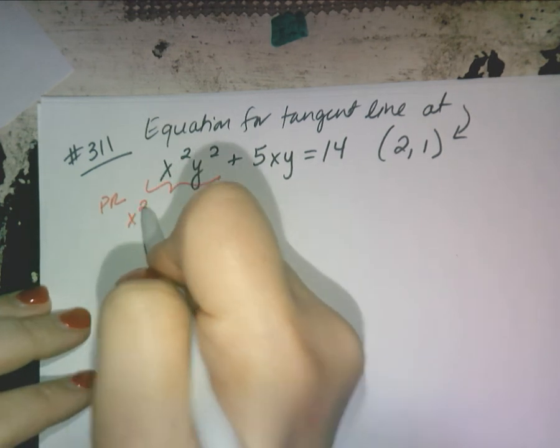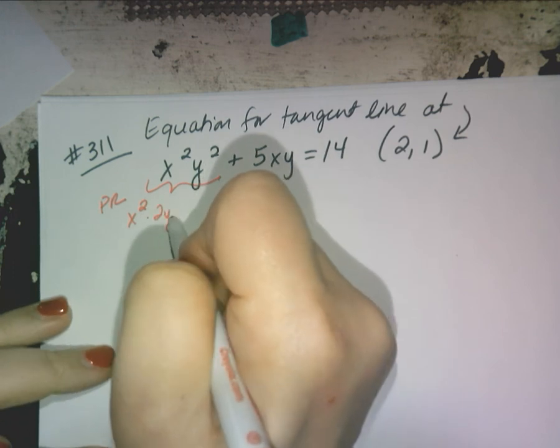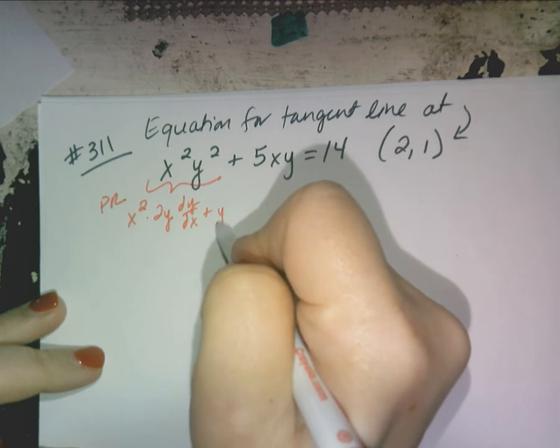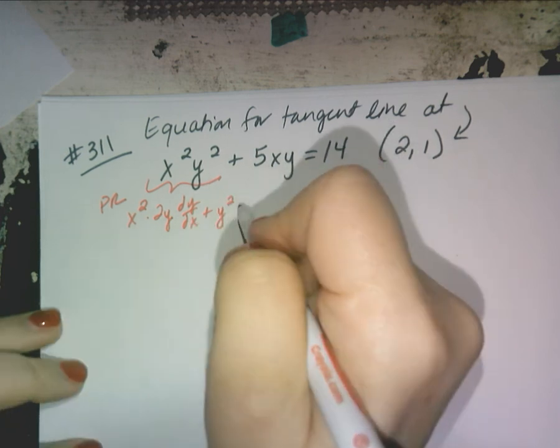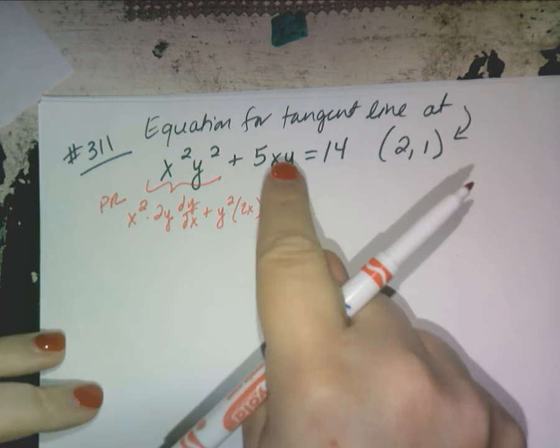First times the derivative of y squared, which is 2y, did we take a derivative? dy/dx. Plus second, times the derivative of the first, which is just 2x, don't need to attach anything. Done, that was the first one. See, it's not hard. All right, you do this one.